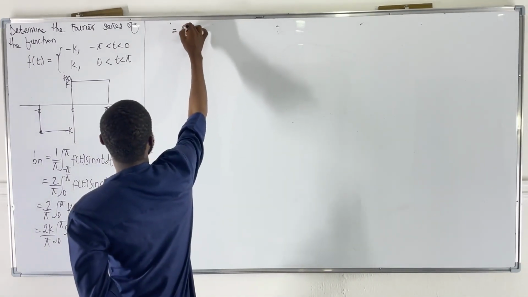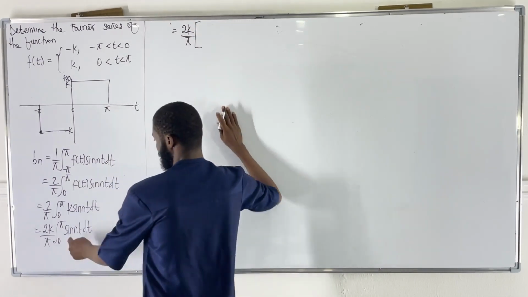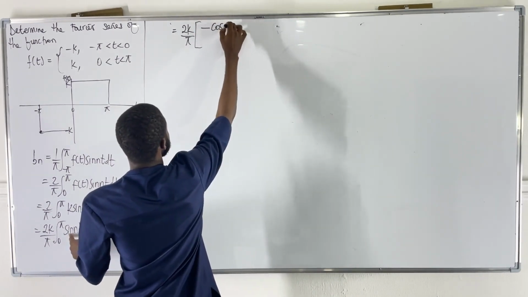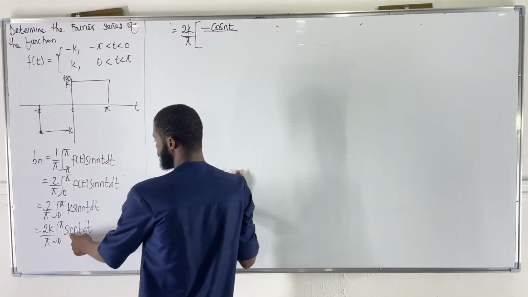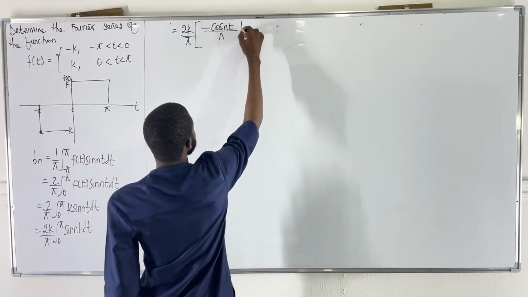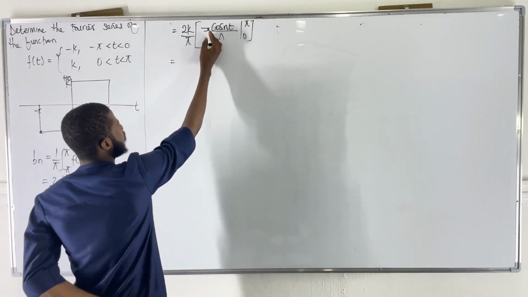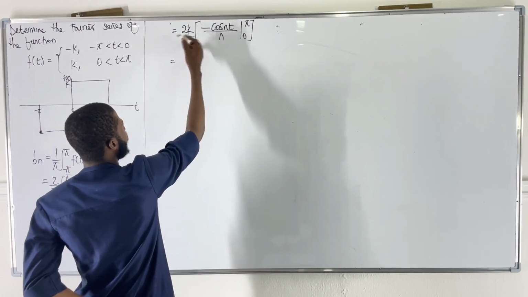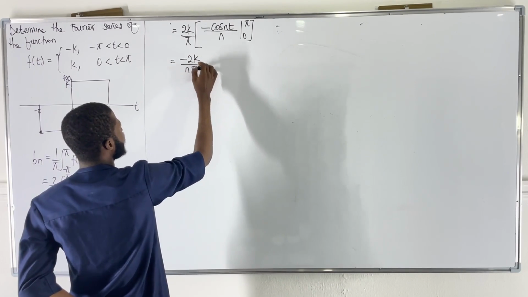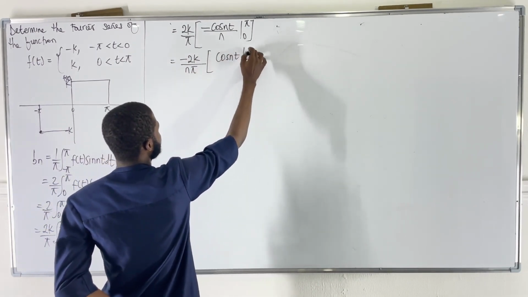So this will become 2k all over pi. Now let's integrate. If you integrate sine, you will get minus cos. So this is minus cos nt, divided by the derivative of nt, so that's n, from 0 all the way to pi. Now, the minus is a constant, the n is a constant, so I'll bring them out. So this is minus 2k over n pi, and then we have cos nt from 0 to pi.